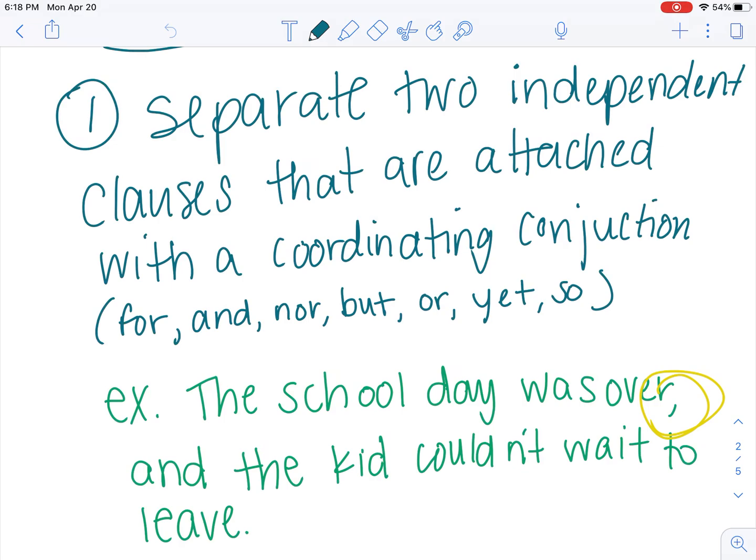If the part after the and was not a complete sentence, if it said the school day was over and done with, then I wouldn't put a comma before the and, because done with is not an independent clause. It's not a sentence on its own. It doesn't make sense by itself. So that's one place. That's one I've definitely noticed people missing. I even used to miss this one a bunch. Like I said, comma rules are hard. Lots of people don't know them.